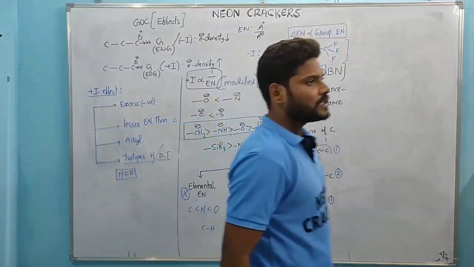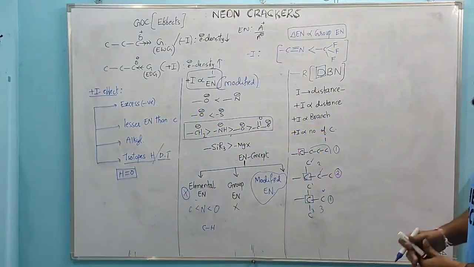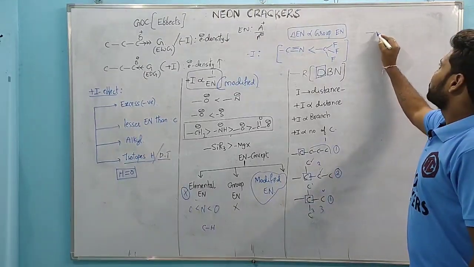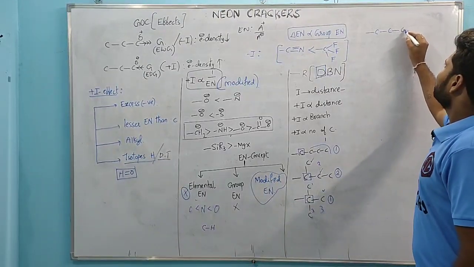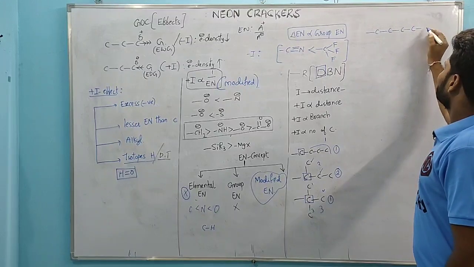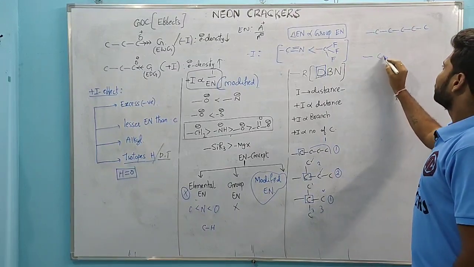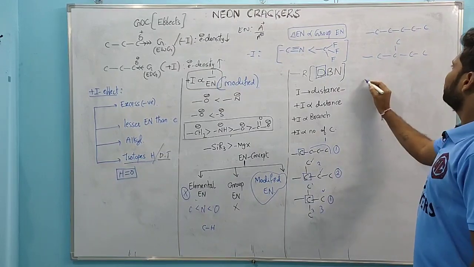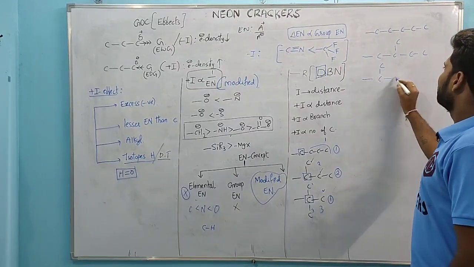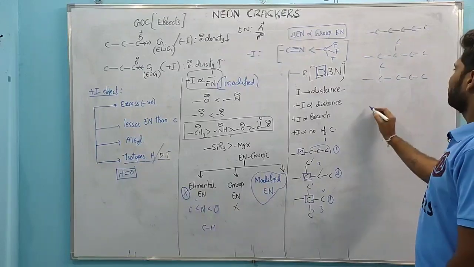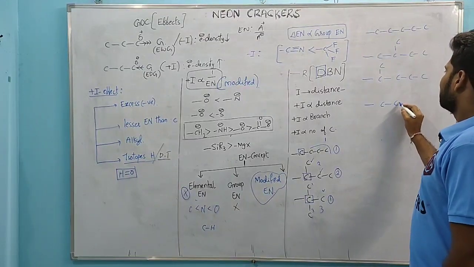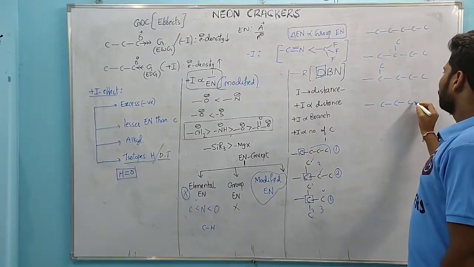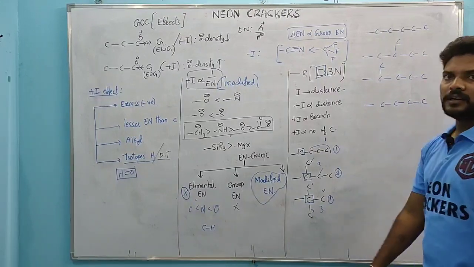Distance. Next one is branching. Next one is number of carbons. One more example is like this. If we take here 4 carbons or 5 carbons, next one is here like this. Number of carbons, how many? 5. Next one here is like this. Of course, here number of carbons 5. Next here is like this. Number of carbons are 4.